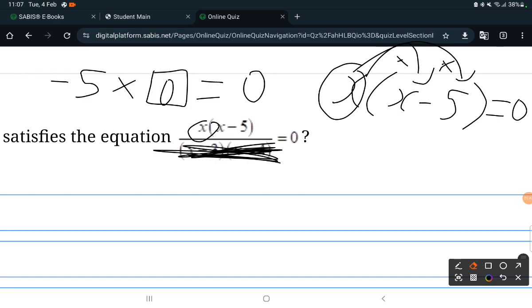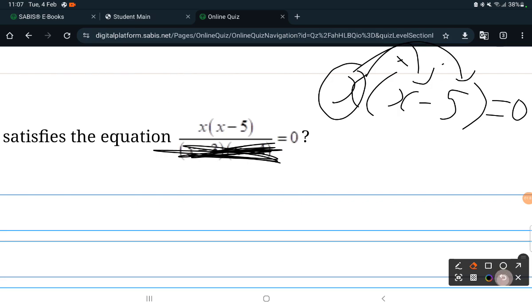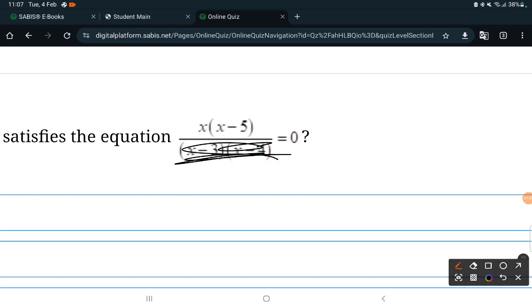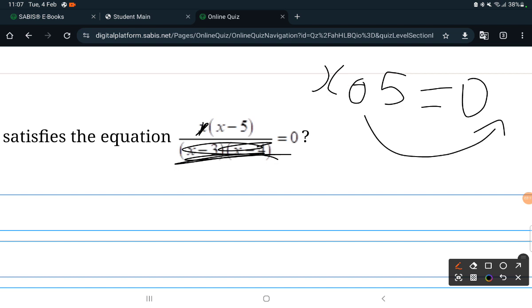Now let's focus on what's inside the bracket. We have x minus 5. Let's forget about the x over here. We have x minus 5 equals 0. We take negative 5 to the other side, it becomes plus 5. So we have x equals 5, and that is the second solution.